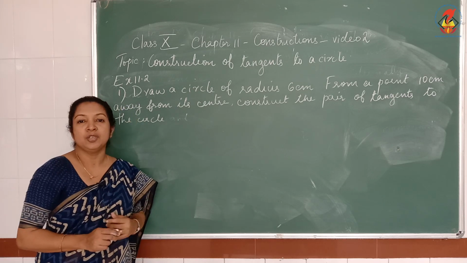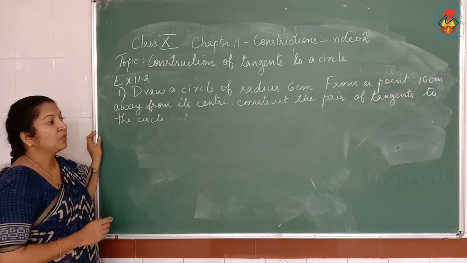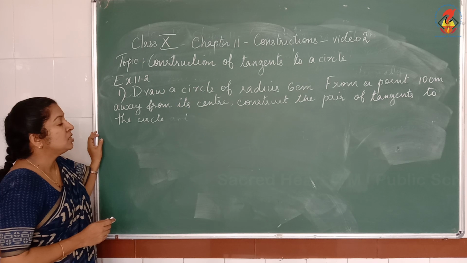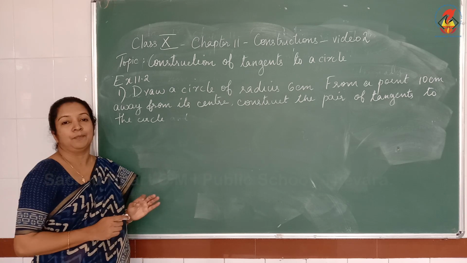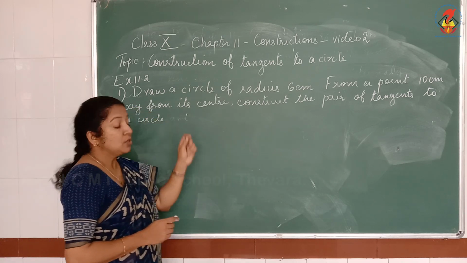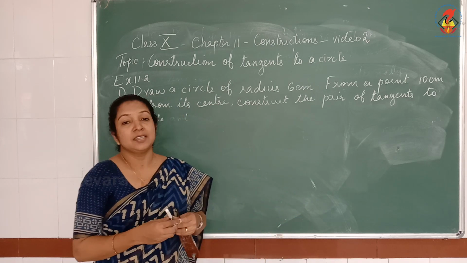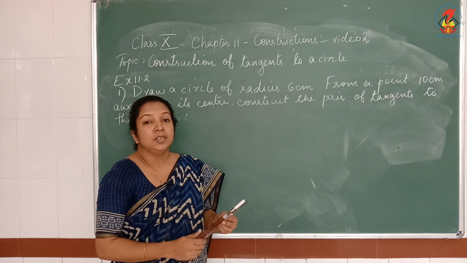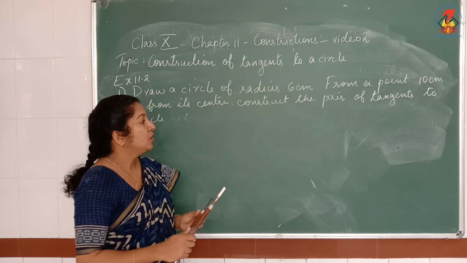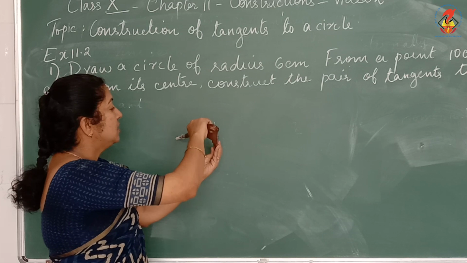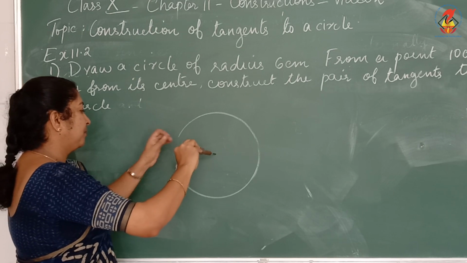Exercise 11.2, first question. Draw a circle of radius 6 centimeter. From a point 10 centimeter away from its center, construct the pair of tangents to the circle. So, what you have to do first is construct a circle of radius 6 centimeter. I am not taking the full 6 centimeter because it would be too large, so I am just drawing a circle, and the radius should be 6 centimeter.